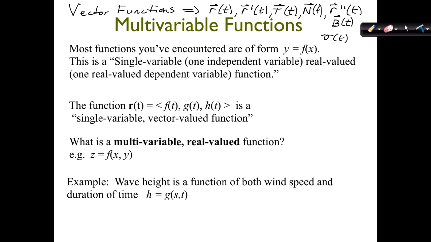But if you have a high value of wind speed for just a little bit of time, you're not going to get big waves, right? It'll ripple the water a little bit. And if you have a low wind speed, just a gentle breeze for a long period of time, same thing, small waves. So it depends on both. That's the whole point: the wave height in the ocean depends on both. That's an example of a multivariable real valued function. The multivariables are wind speed and duration of time, and the real value is wave height.